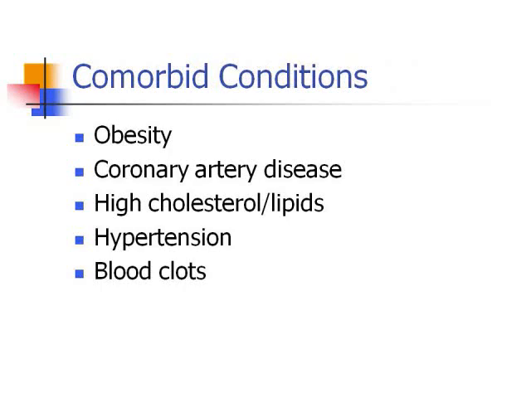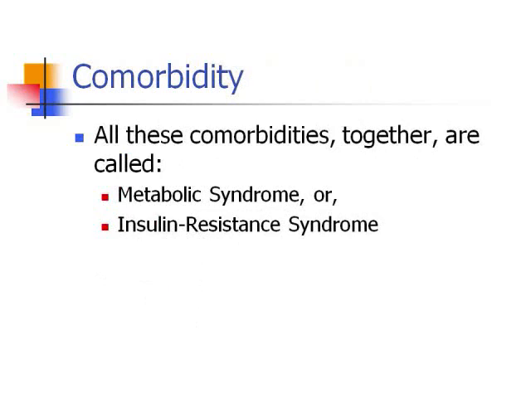Comorbid conditions are conditions that commonly go along with diabetes. First is obesity. The next is coronary artery disease, high cholesterol and/or lipids, hypertension, and blood clots. When we put all these comorbidities together, we call it metabolic syndrome or insulin resistance syndrome. So if somebody has all or most of these conditions, that's when we call it metabolic syndrome or an insulin resistance syndrome.